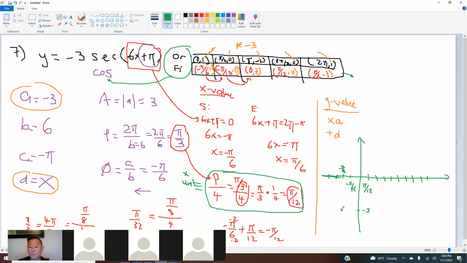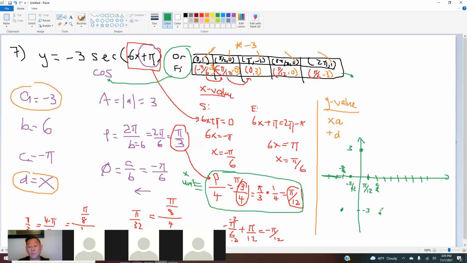So this is your first point for your cosine graph. Negative pi over 12, 0 is this one. And then 0, 3 is this. Pi over 12, 0 is here. And then pi over 6, negative 3. So pi over 6 is the one on the next one. It's going to be at negative 3.